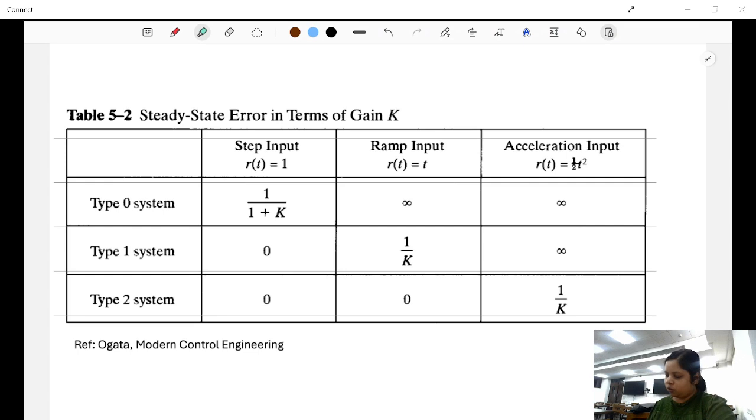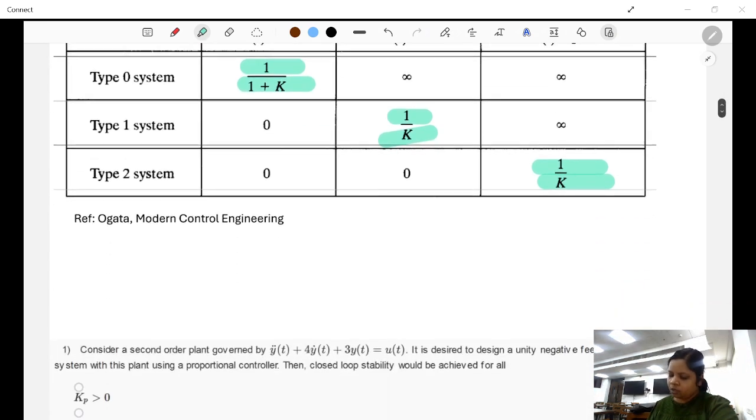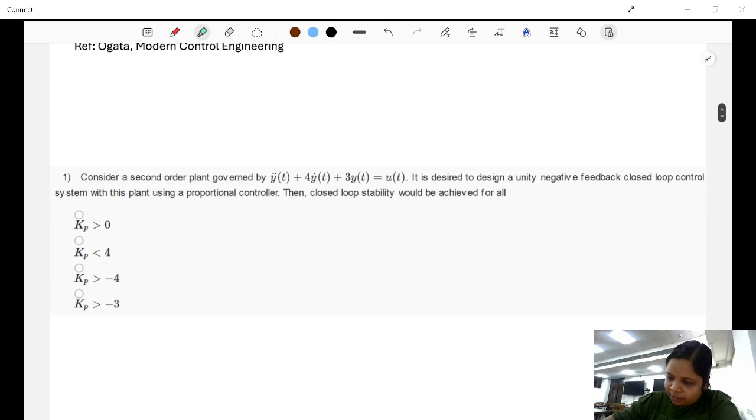So in the end, this is taken from the Ogata book, which is Modern Control Engineering. They have written in this type of table the steady state error for type 0, type 1 and type 2 system. So I believe that you should remember this table. If not, you will be able to derive it definitely, but still it is of much help. This formula is really handy. Okay, so we'll start with some questions here.